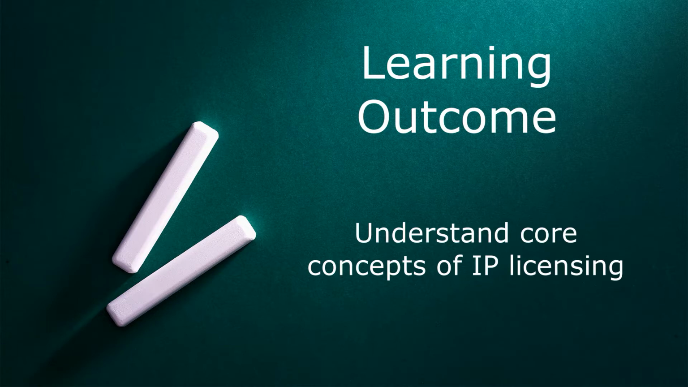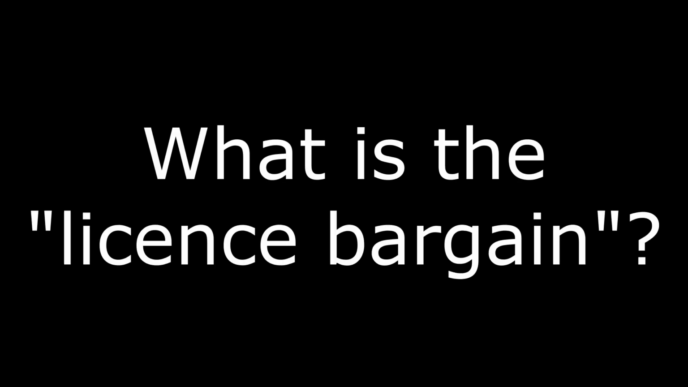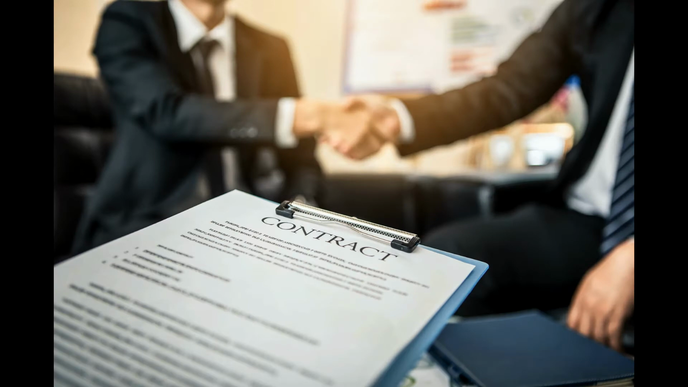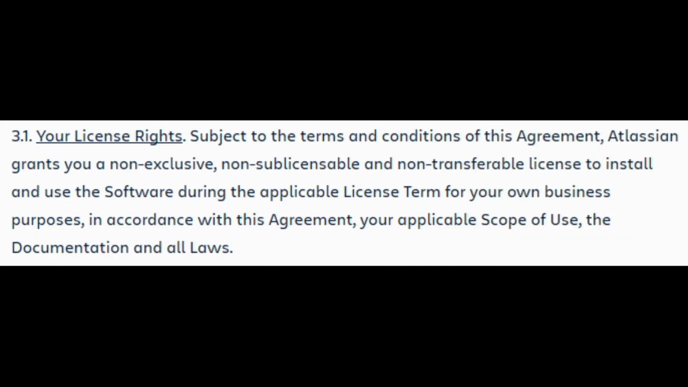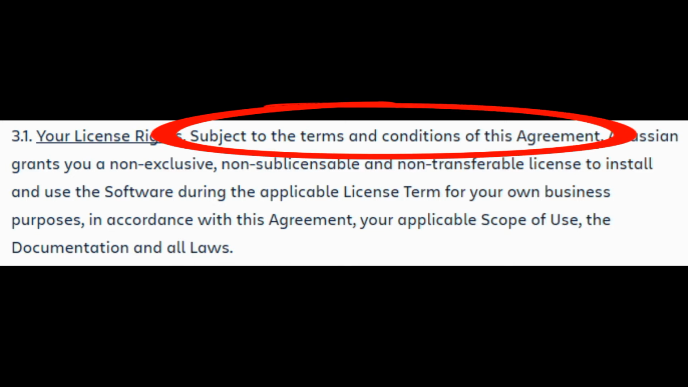So let us begin. What is the license bargain? Well, all agreements involve a bargain. The law protects bargains made between people under contract. In a bargain, one party gives over obligations or resources in exchange for something from the other party. The license bargain is the very core of every intellectual property license. It is the transaction between the licensor and the licensee that allows the licensor to extract fees and obligations from the licensee.